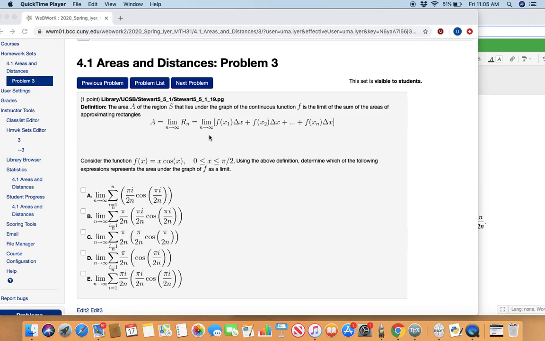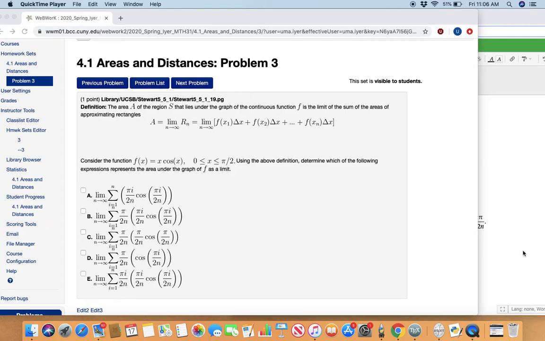So this is the same as the limit as n approaches infinity of f of x1 delta x plus f of x2 delta x, and so on. What is delta x? Delta x is the width of each sub-rectangle, of each rectangle that you draw under the graph. Consider the function f of x equals x times cosine x. My interval is from 0 to pi over 2. Use the above definition. Determine which of these expressions represent the area under the graph of f as a limit.